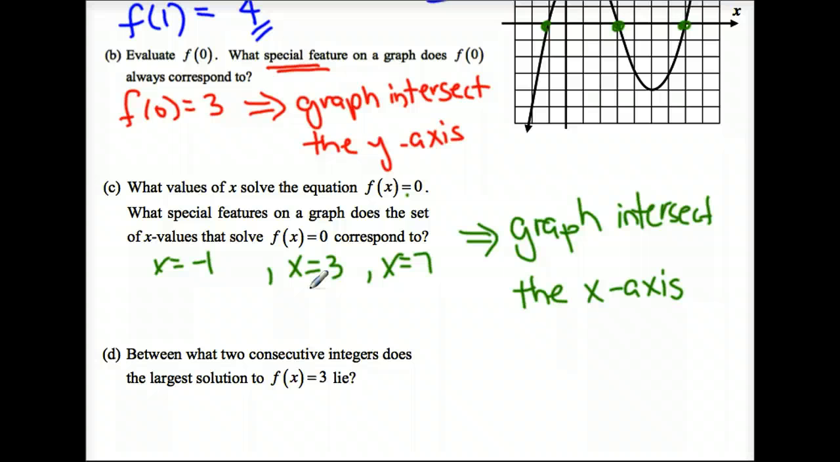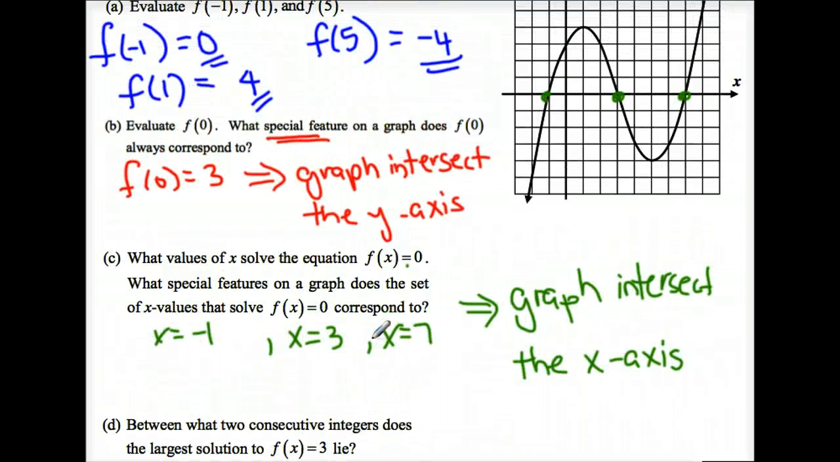Part D says, between what two consecutive integers does the largest solution to f of x equals 3 lie? So when is this equal to 3? What I'm going to do is just draw a dotted line where the outcome, the y value, is 3. So 1, 2, 3. And there is my line. That's when the outcome is always going to be 3.